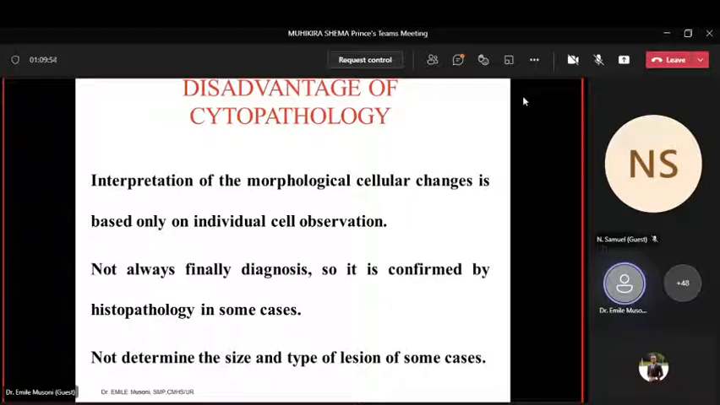Cytopathology is also a challenge. It doesn't determine the size and the type of the lesion in some cases. For example, you can't say on the cytology the grading of the tumor. No, this one you need the biopsy. The size and extent, this one is limited in cytopathology.